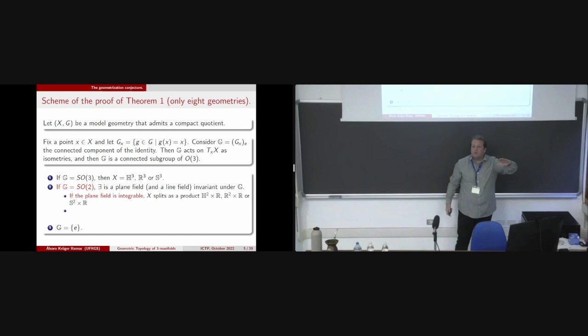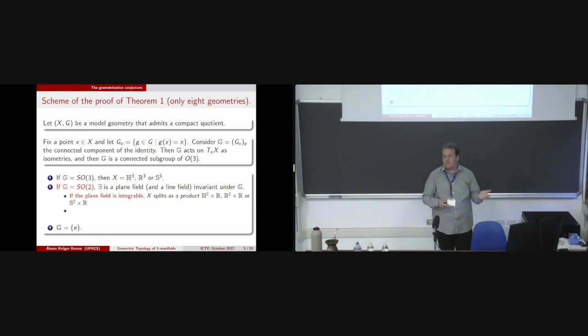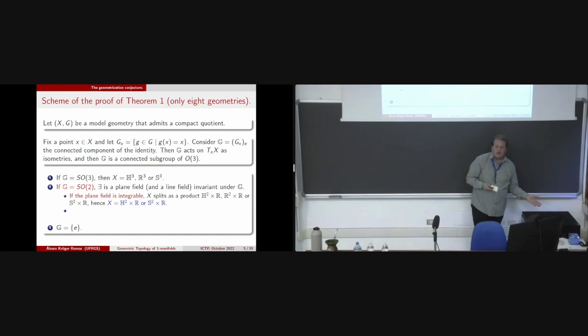And then you have this orthogonal distribution, the plane field. If this plane field is integrable, you can prove, using that it admits compact quotients, that it splits as a product. So your whole geometry is either H2 cross R, R2 cross R, or S2 cross R. But R2 cross R cannot happen in this setting because then the full group of isotropies would have to be SO3. So it's actually H2 cross R or S2 cross R.